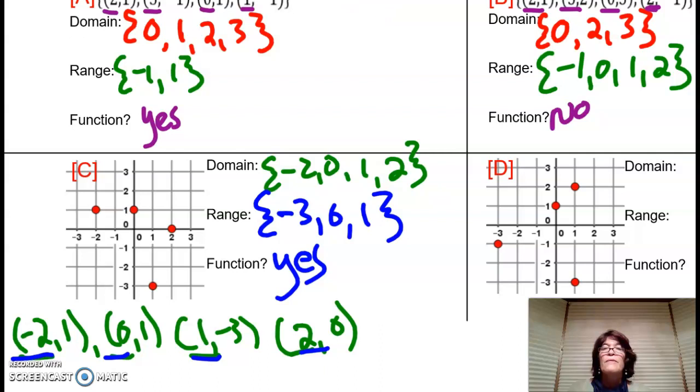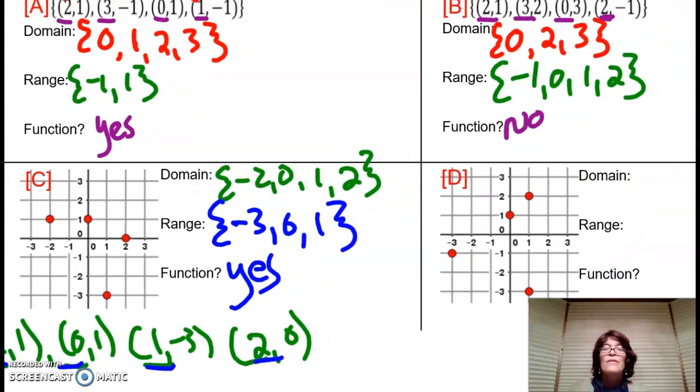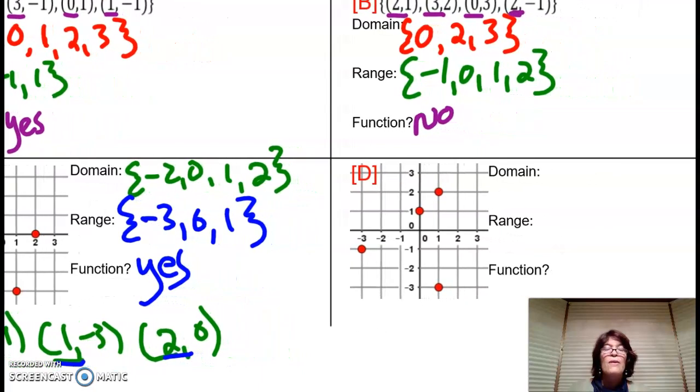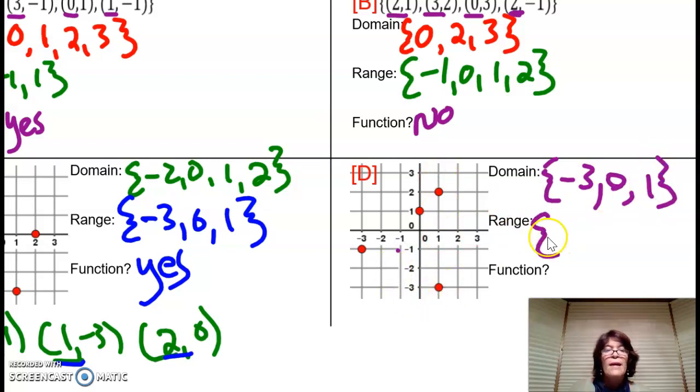Same thing here with this last one. Again, please feel free to pause me so that you can figure them out yourself. But looking at the x coordinates, I have a -3, I have a 0, and then I have a 1. The y coordinates, looks like I have a -3, -1, a 1, and a 2.